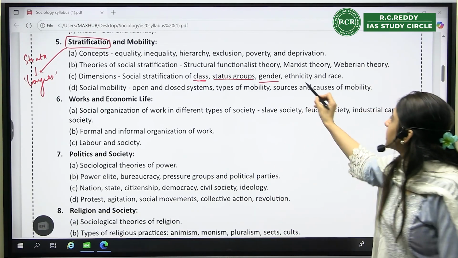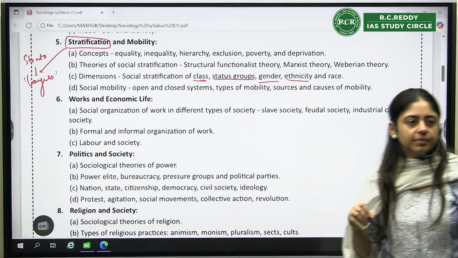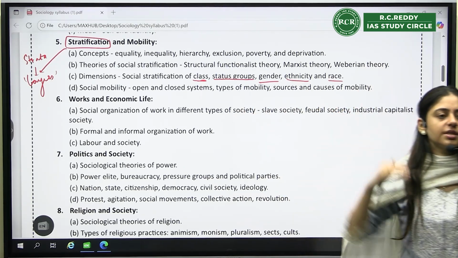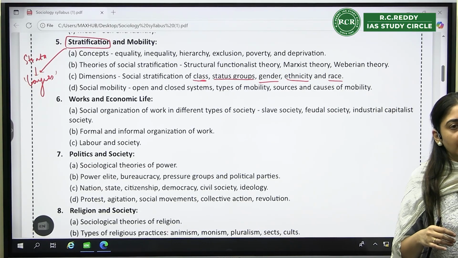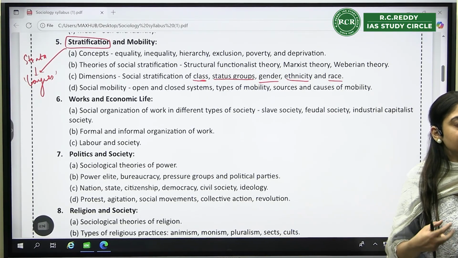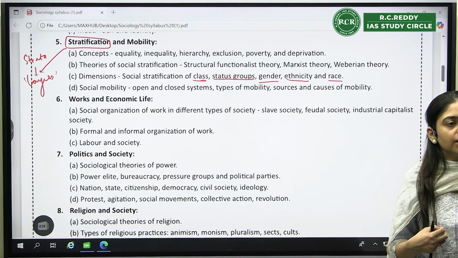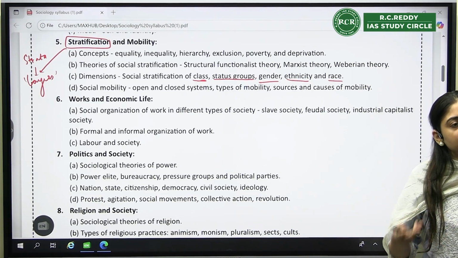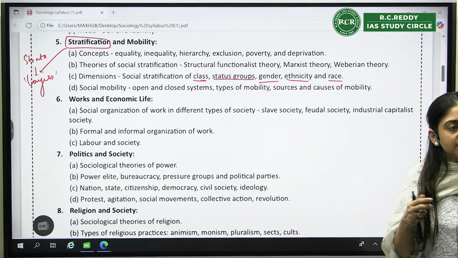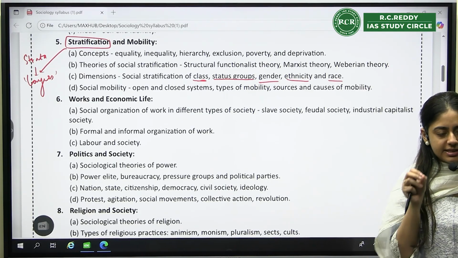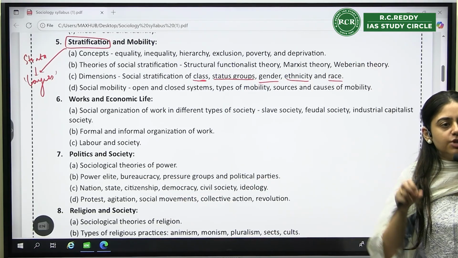So we will discuss ethnicity also, race also, because these are all parameters of divisions in the society. How much money you have, which race you belong to, which status group you belong to, which gender you are, will decide your position in the society. Now, this is the application or zoomed in approach towards the society. Let's see inside, let's see each room.